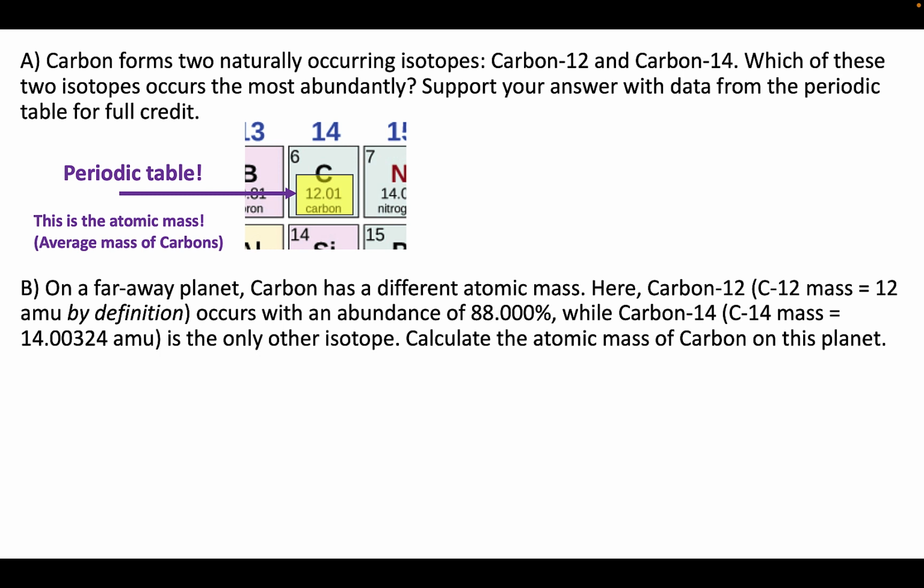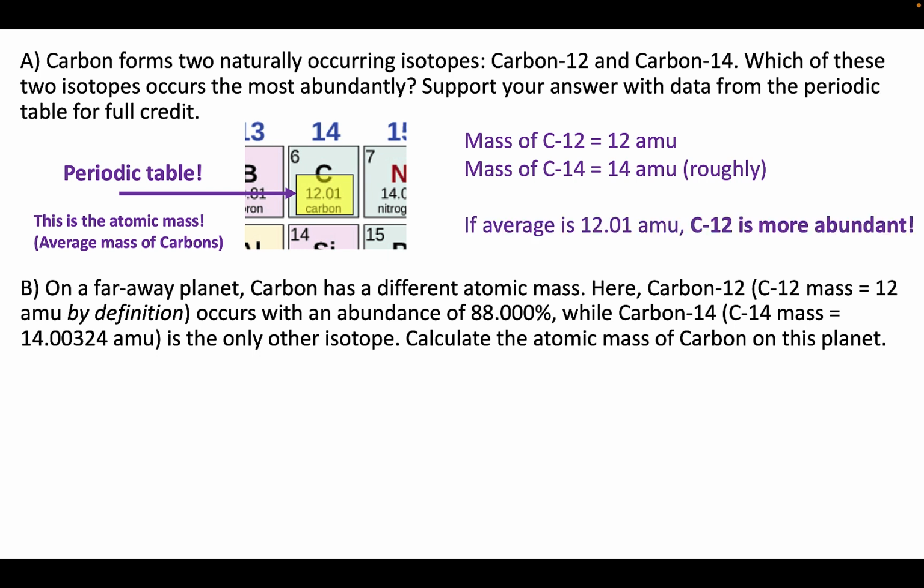The average is 12.01. We know that carbon-12 has a mass of 12 atomic mass units. It's actually by definition, so it's exactly 12. And carbon-14 has 14 protons and neutrons, so roughly an atomic mass of 14. Therefore, if the average is 12.01 atomic mass units, we know that carbon-12 must be more abundant because the average is much, much closer to the mass of carbon-12 than of carbon-14.